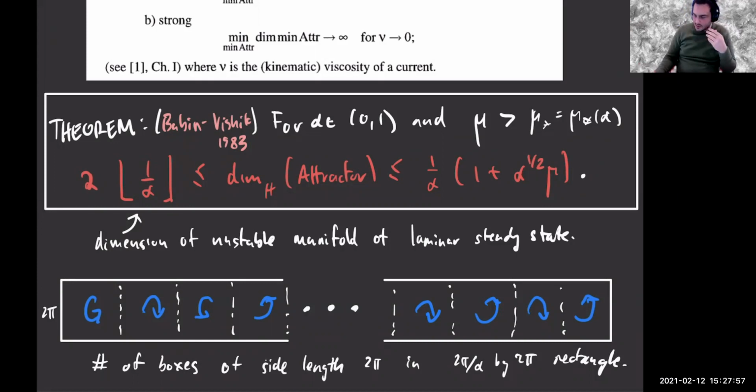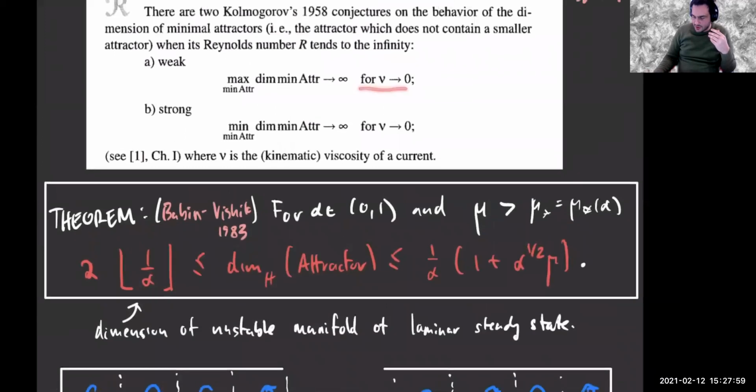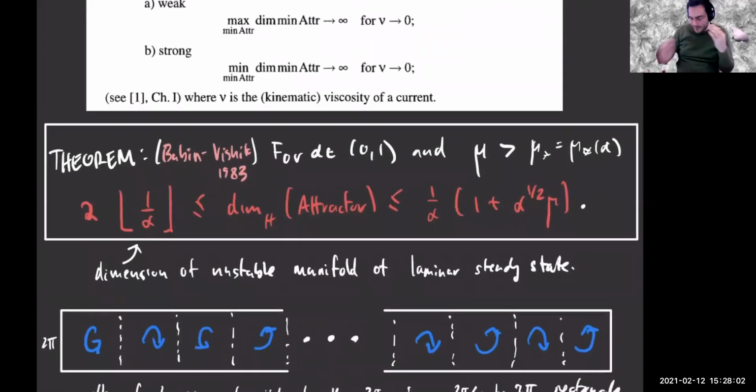What would be very interesting, and it's related to Kolmogorov's actual question here, is if you fix the domain and take this Grashof number large, can you get a lower bound that diverges in the limit as mu goes to infinity? And that's a completely open problem. It has been since it was stated.